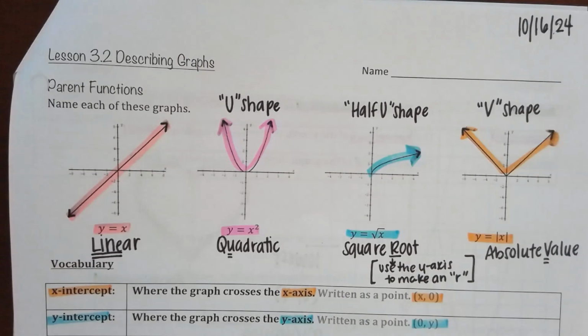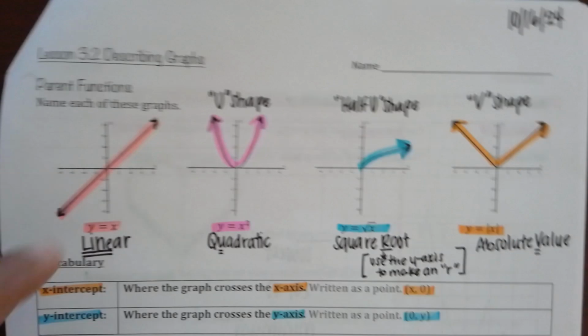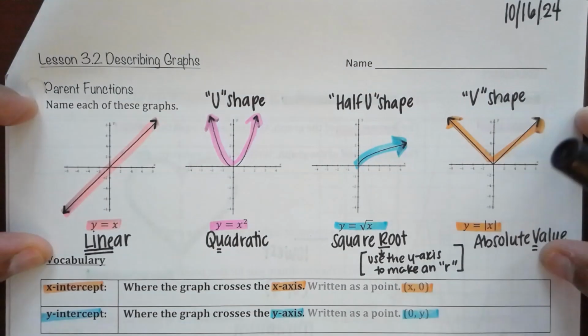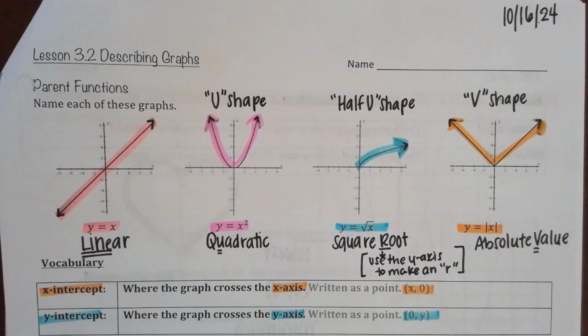So yesterday we talked about parent functions. Parent functions are the functions that start everything. Your parents are the parent function of your family, because without them you don't exist. If we don't have parent functions like these, we do not have a starting point to do transformations. That's what you need to know.